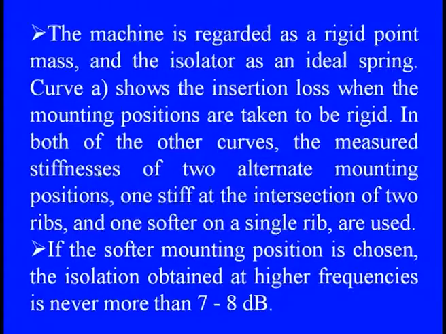In this particular diagram, which I am going to show you on the next slide, we can consider the machine as a rigid point mass, and the isolator in between the foundation and the machine as an ideal spring. The first part, curve A, clearly shows the insertion loss when the mounting positions are taken as rigid.